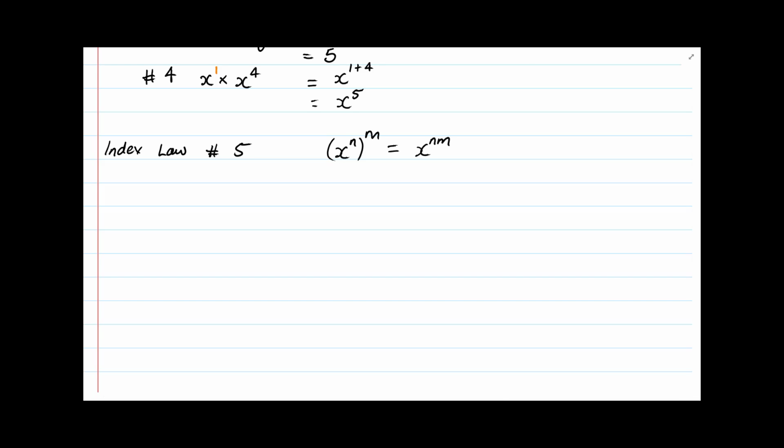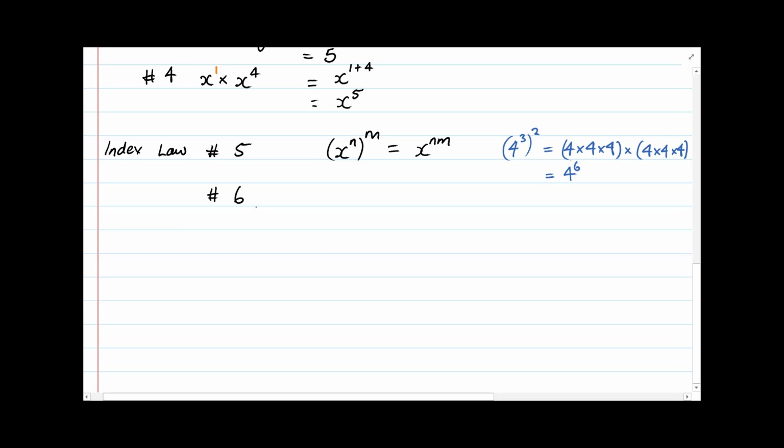And again, let me show you why. If I do something like 4 cubed squared, well, this is equal to 4 times 4 times 4. Squared means we multiply it by itself. 4 times 4 times 4. And of course, this is equal to 4 to the power of 6. There's 6 4s there. 3 plus 3, or 3 times 2. So you can see that this law works.